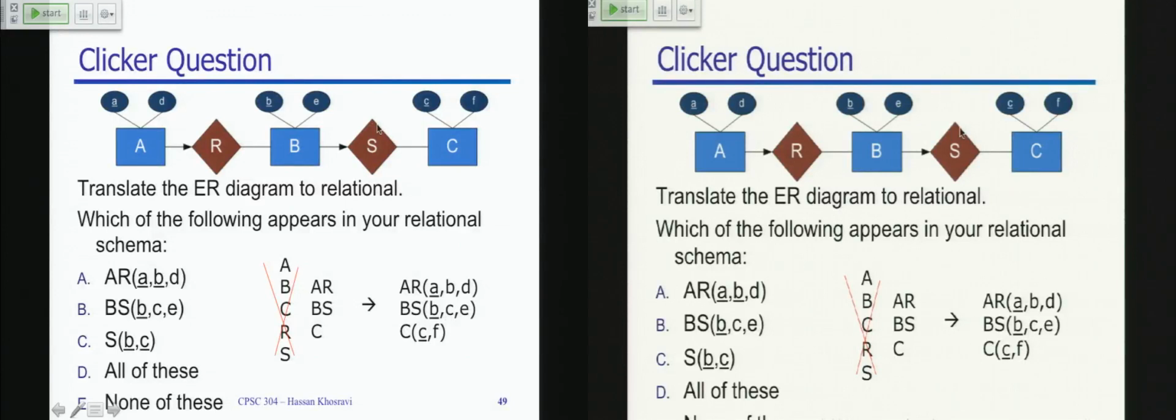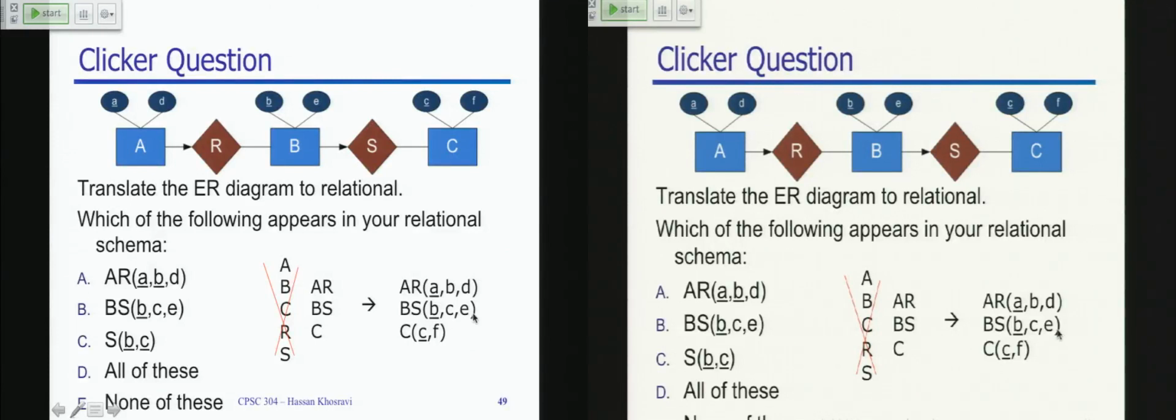And finally, I have an entity C. There's nothing that I can combine C with, so I'm just going to have C on its own as it is. When you're combining tables, one thing that you need to make sure of is that you're not losing any information. So if there's an attribute up there on the ER model, you need to have that attribute somewhere inside your tables. You cannot lose any information. So that's why you need to make sure that all of those values, all those attributes are added to one of your tables here.